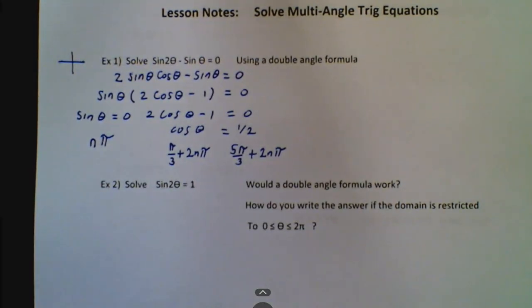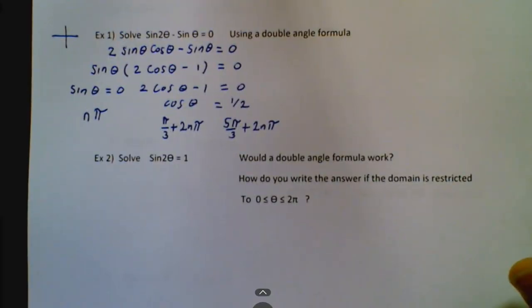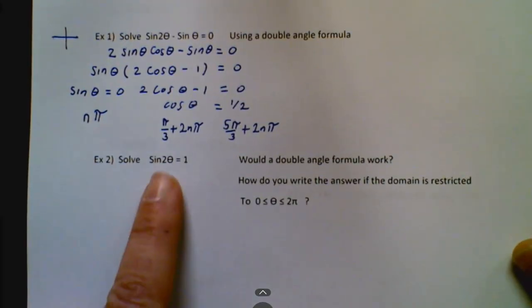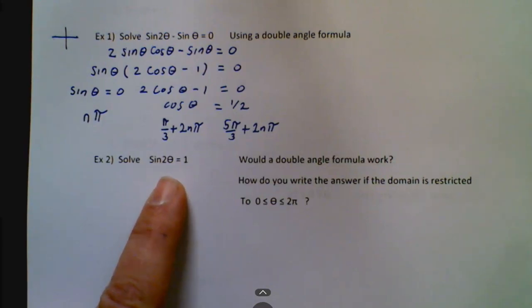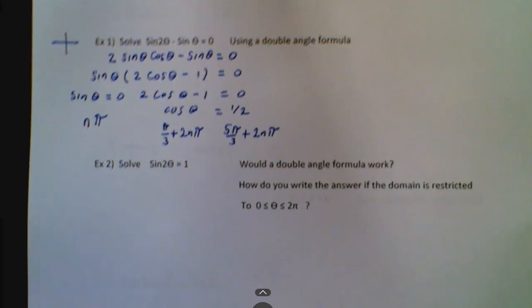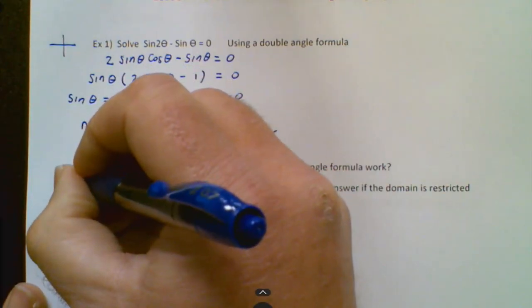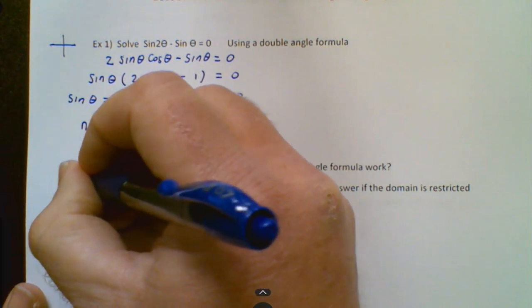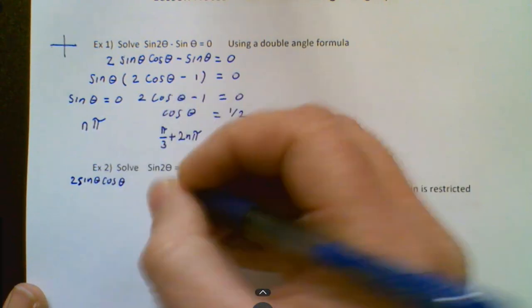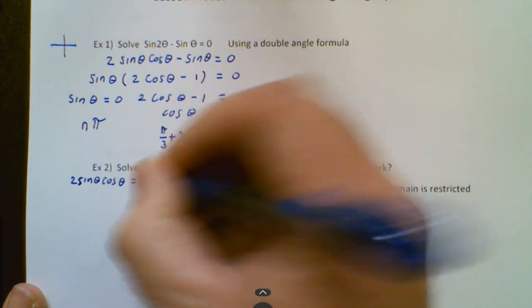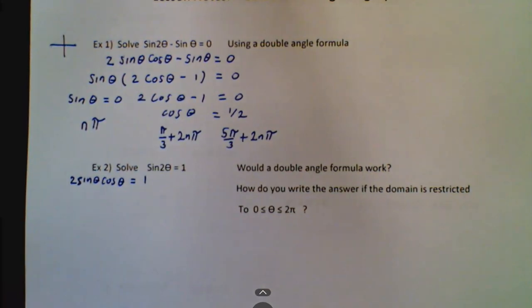Okay, so here's the issue though. That's a great way to solve, if possible. When I look at this one, if I replace this with 2 sine cosine equals 1, can I solve that? If I were to say 2 sine theta cosine theta equals 1, I don't really have a way of solving that. I can't factor it the way that I did the one up above. I need another method for solving this. And so that's what we're going to work on today.